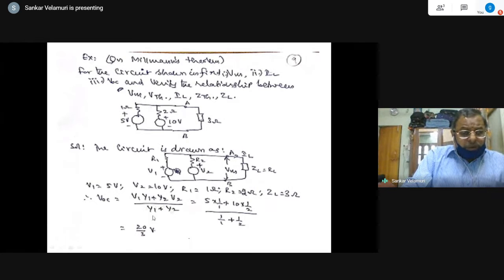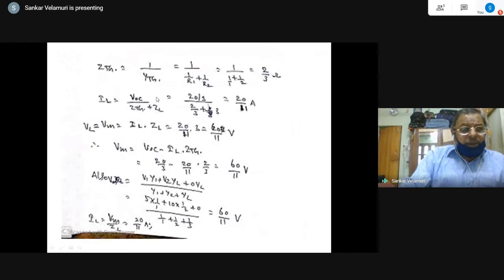So (V1 Y1 plus V2 Y2) by (Y1 plus Y2). So that is how you get this as 20 by 3 volts. So 5 into 1 by 1 plus 10 into 1 by 2, divided by 1 by 1 plus 1 by 2. So this gives you 20 by 3 volts. Now let us see the next one. Now Z Thevenin. Z Thevenin is equal to 1 by Y Thevenin.